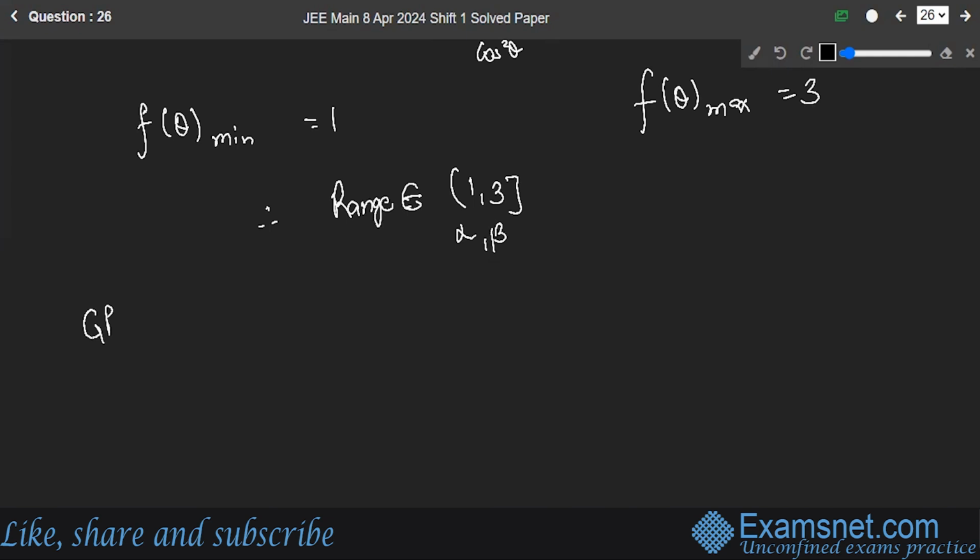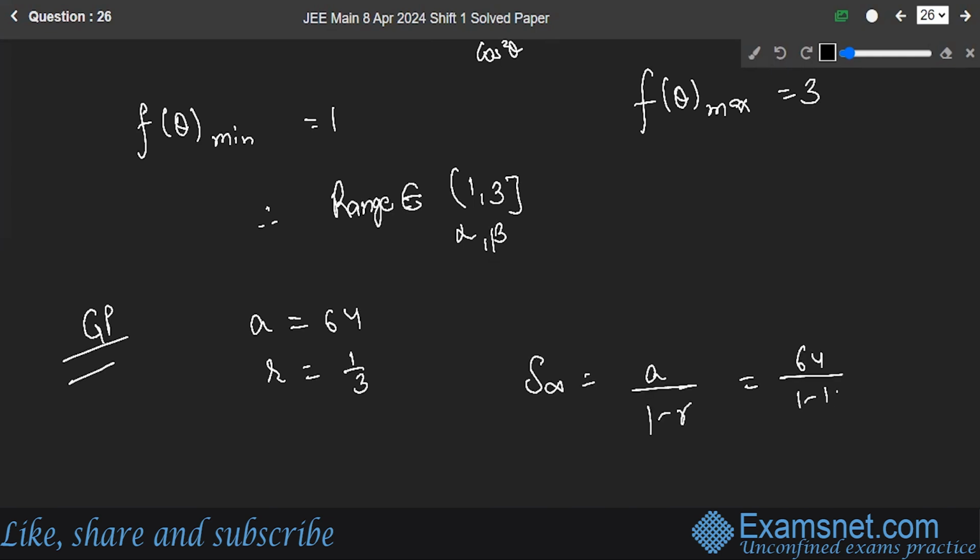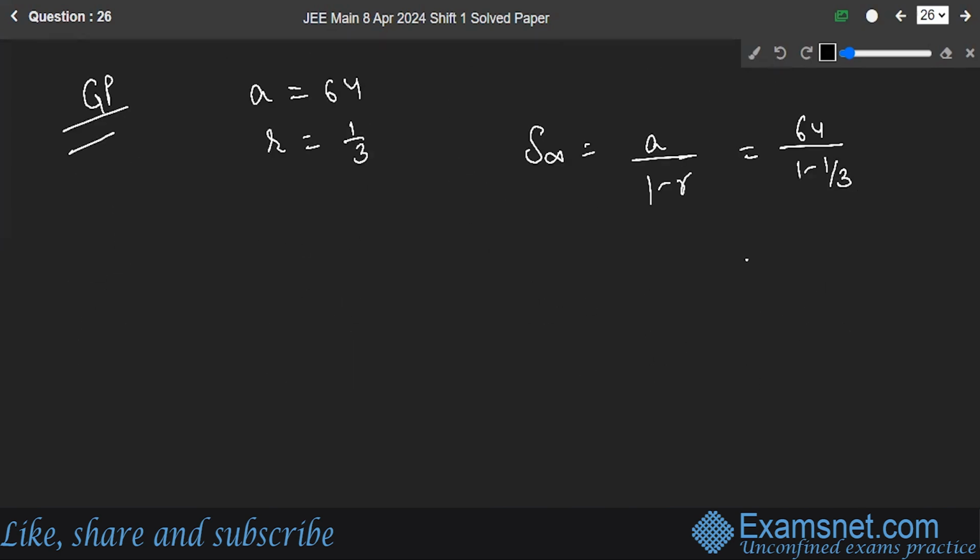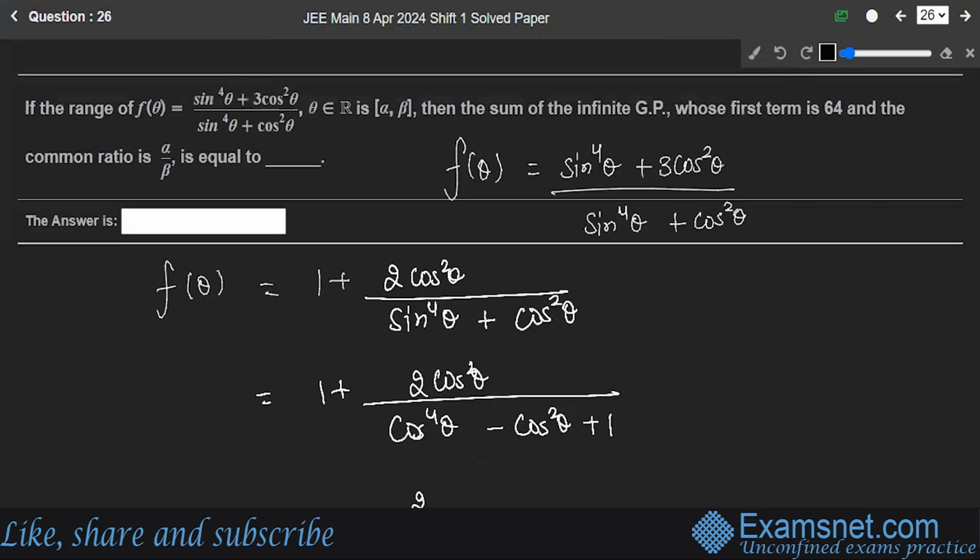Now, let's move towards our GP thing. In the question, you are given that the first term for the GP was 64. Common ratio R is equal to alpha upon beta, which is equal to 1 by 3. So the sum of the infinite series is given by A upon 1 minus R. So 64 upon 1 minus 1 by 3, which gives you 64 upon 2 by 3, or this is equal to 64 upon 3 by 2, and that's 96. 96 is the right answer to the question. Hope you got that. Let's move to the next question.